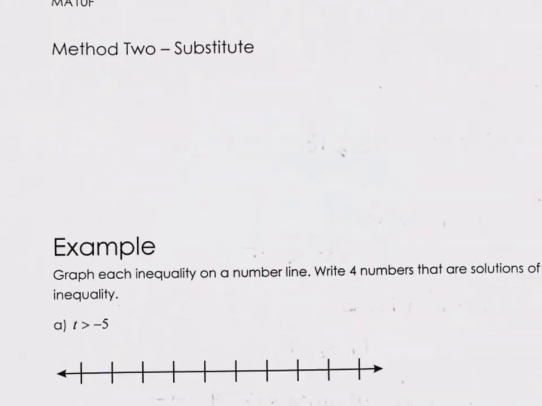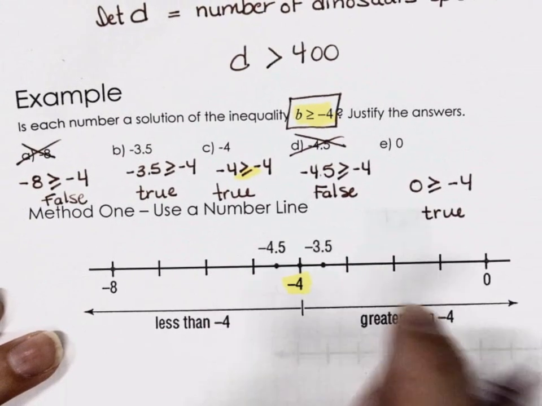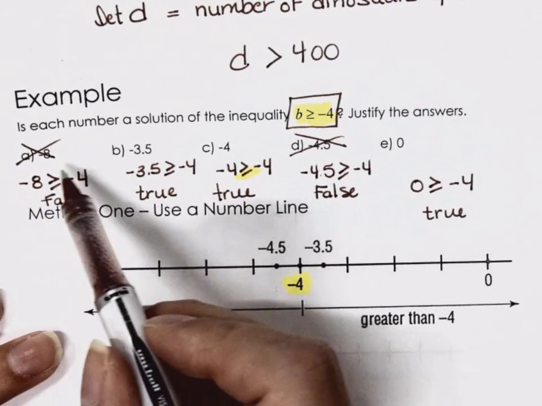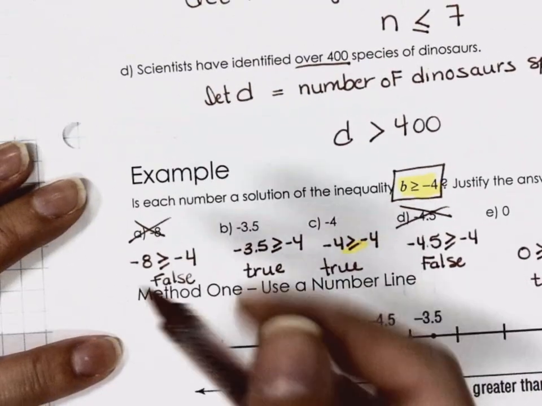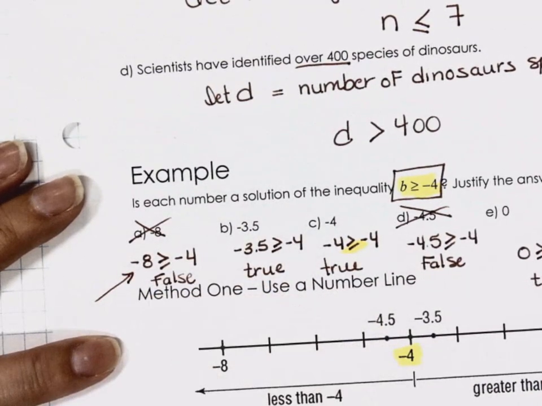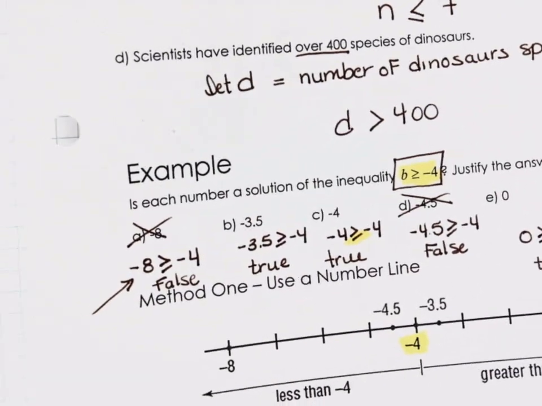Oh, we did both of them. Look at that. Method 2. We already did both of them, ladies and gentlemen. We did the number line, which we went over here, and then I did the substitution, which we did right here. What we did here is the substitution. Putting the number into the inequality is the substitution.